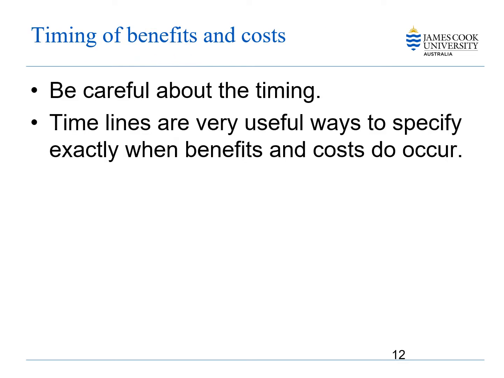So you want to be careful about the timing of the benefits and costs. Different timing, you will end up having different NPVs. Here timelines are very useful ways to specify exactly when benefits and costs occur, and make sure you are clear that each tick represents the end of the year, so that you record the timing correctly.